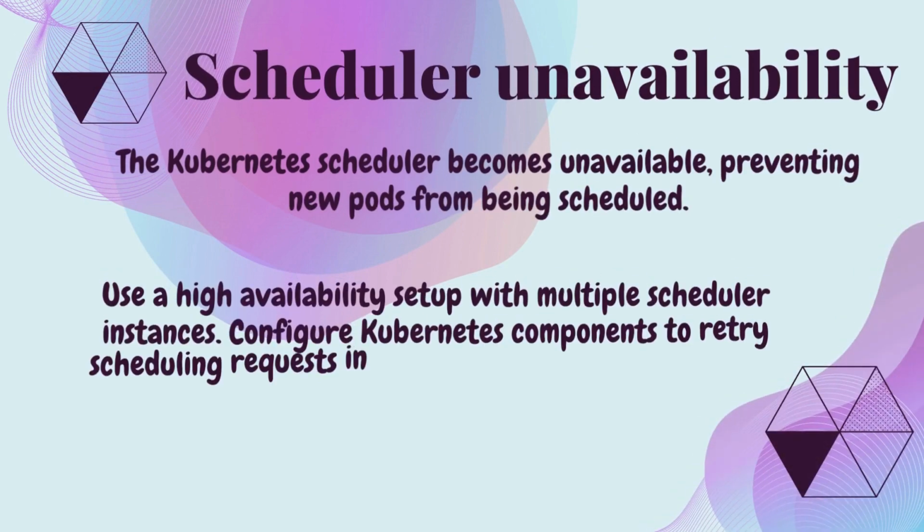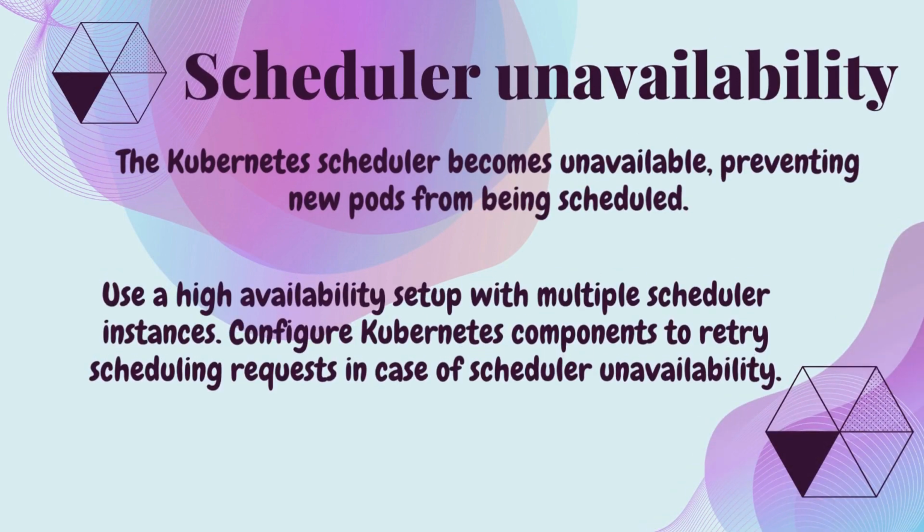Scheduler unavailability. The scheduler becomes unavailable, preventing new pods from being scheduled. Everyone knows the scheduler usually schedules the pods across the 10 worker nodes that we have. It decides which pod has to go on which node. It checks criteria like how much CPU and memory the node has, and whether the pod will fit on that particular node or not. That is the scheduler's job.